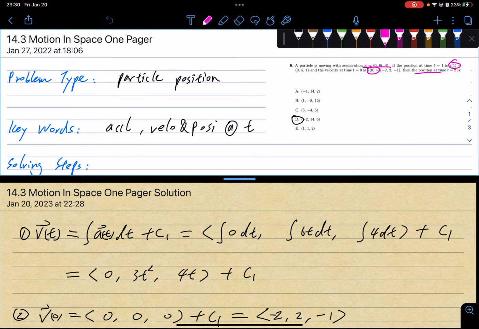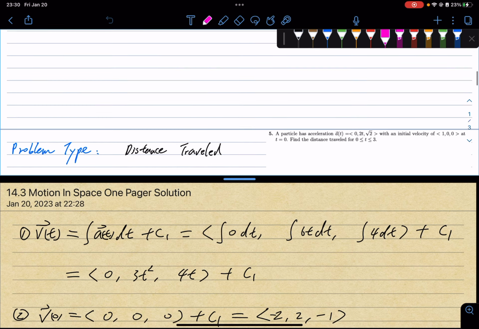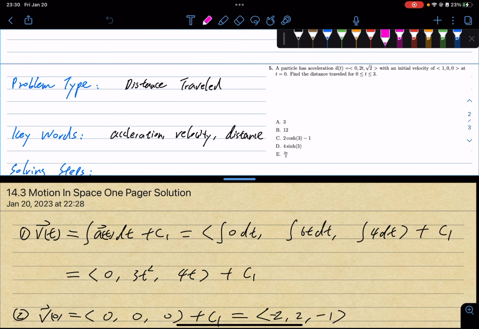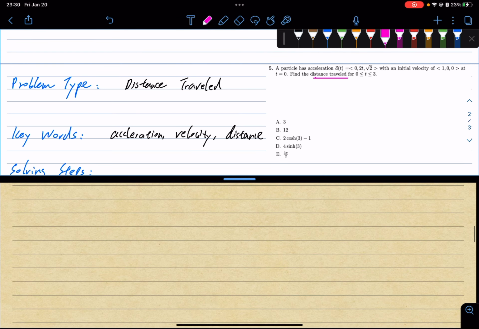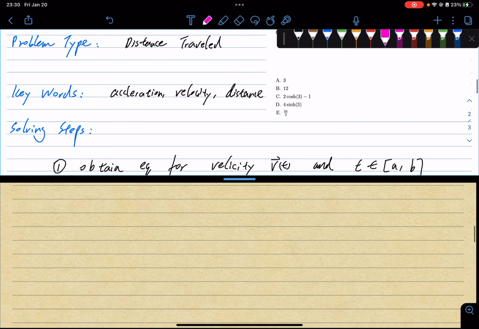Switch orientations, and I'm going to go down to the question. As we have discussed, this is a distance traveled problem. You have acceleration, you have velocity, and you have the word distance. I'm going to highlight it right here. To solve this problem, first of all, we're going to obtain the equation of the velocity vector as well as identify the interval over which t will be integrated.